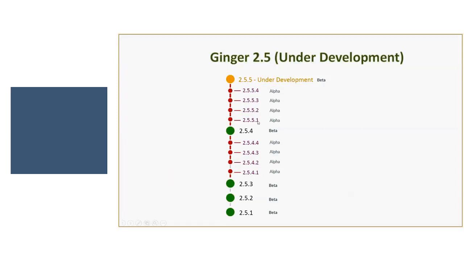So first we'll publish the alpha, and over a period of time, once the alpha development is finished, we'll release the beta. Okay. So if you see an alpha like 2.5.5.1, that means its beta is pending for release, and that will be coming later this week, or later next week. Okay.